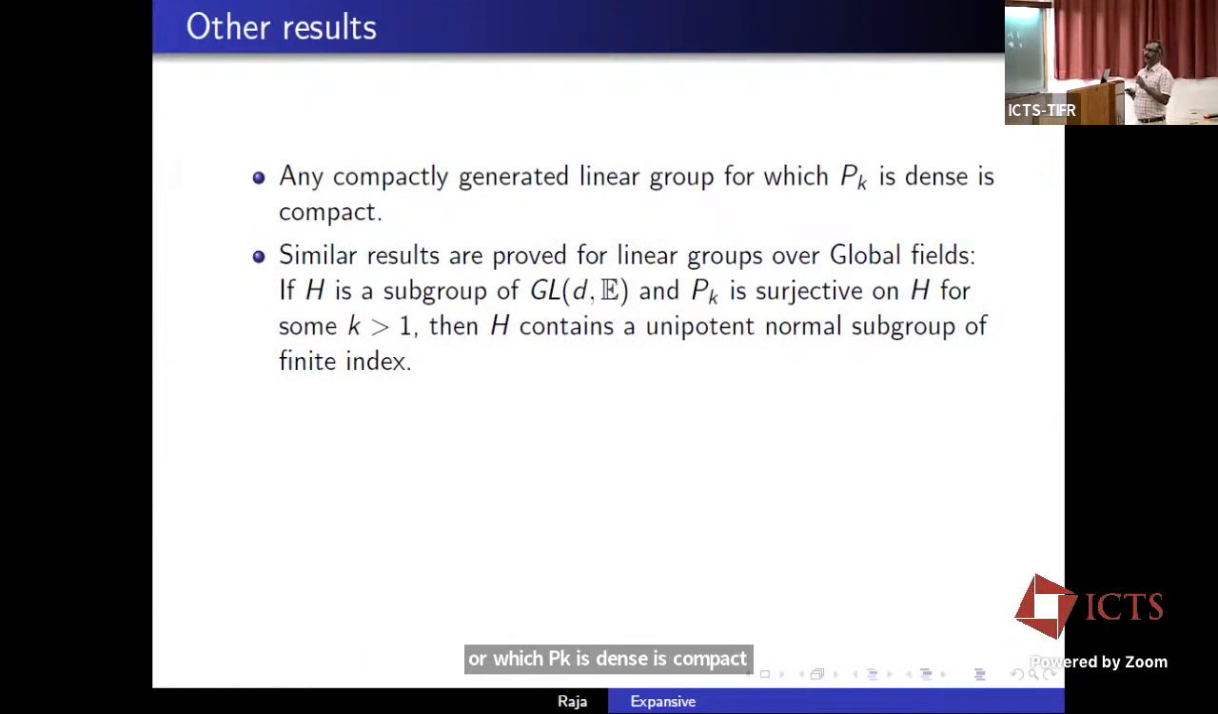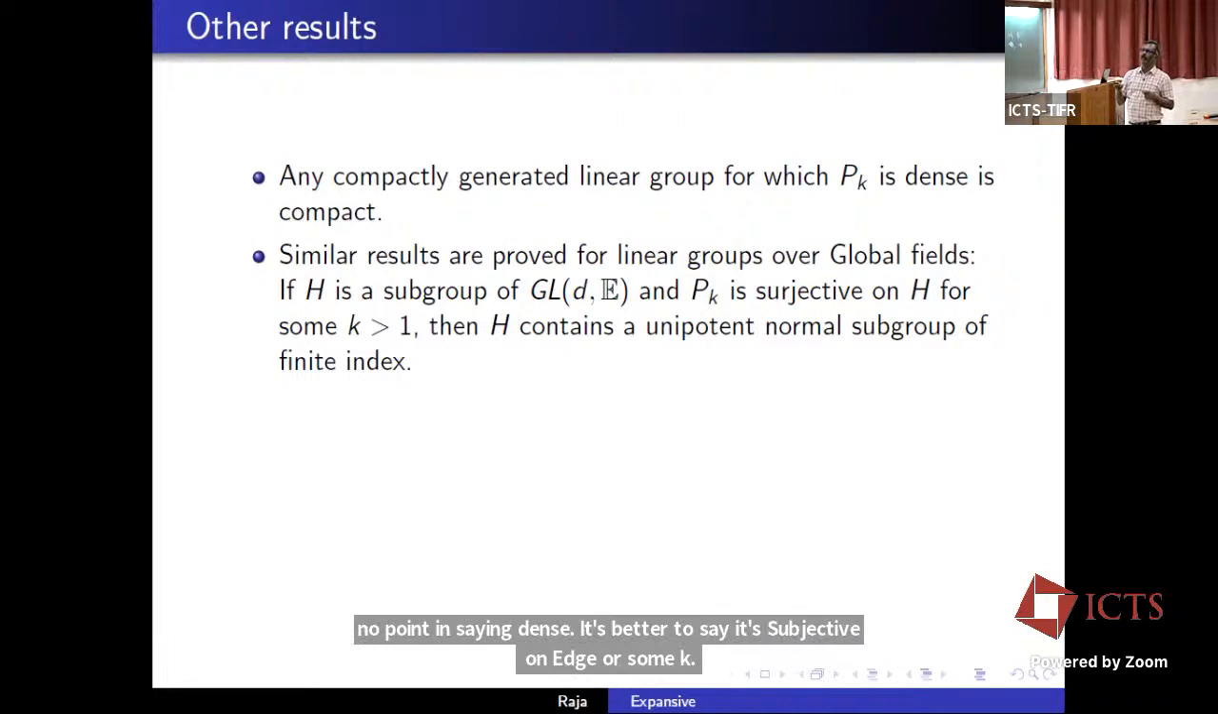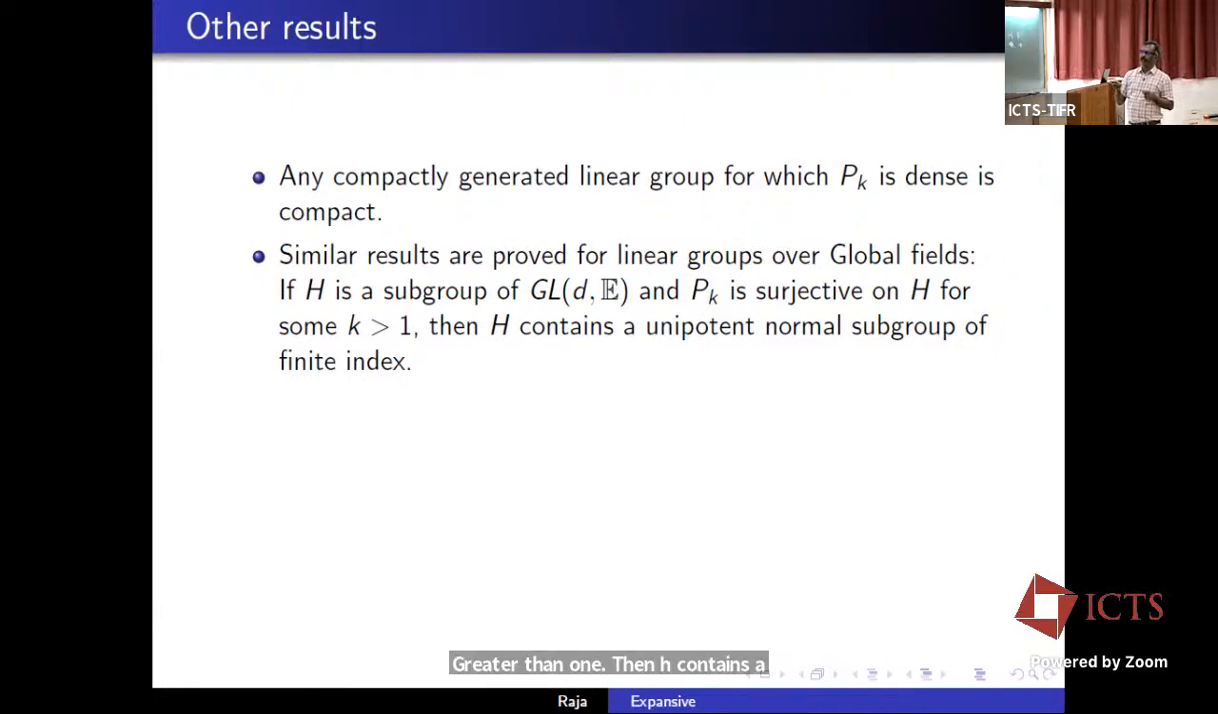Similar results can be proved for linear groups over global fields also. I'll give one sample result. Again, we use the natural representations only. So you look at a global field E and a subgroup H of GL(d, E). Take any subgroup. Suppose P_k is surjective. This will be a discrete group, so no point in saying dense. It's better to say it's surjective on H, for some k greater than 1. Then H contains a unipotent normal subgroup of finite index.